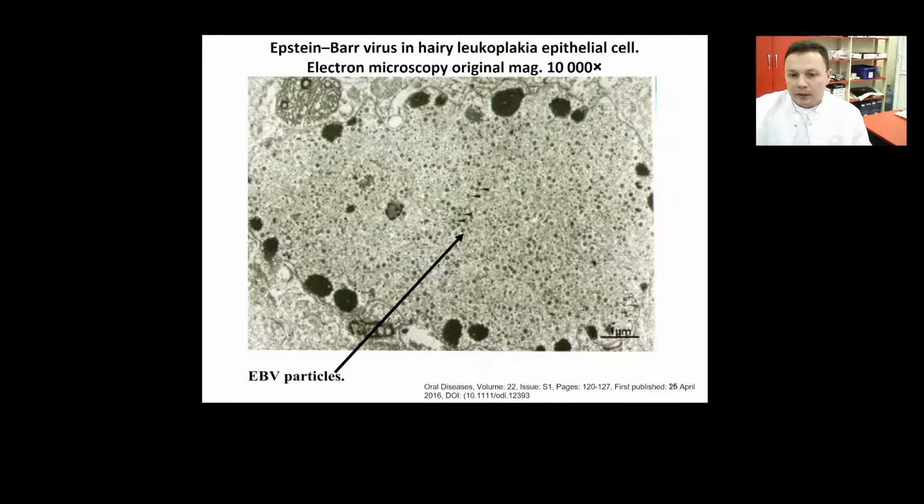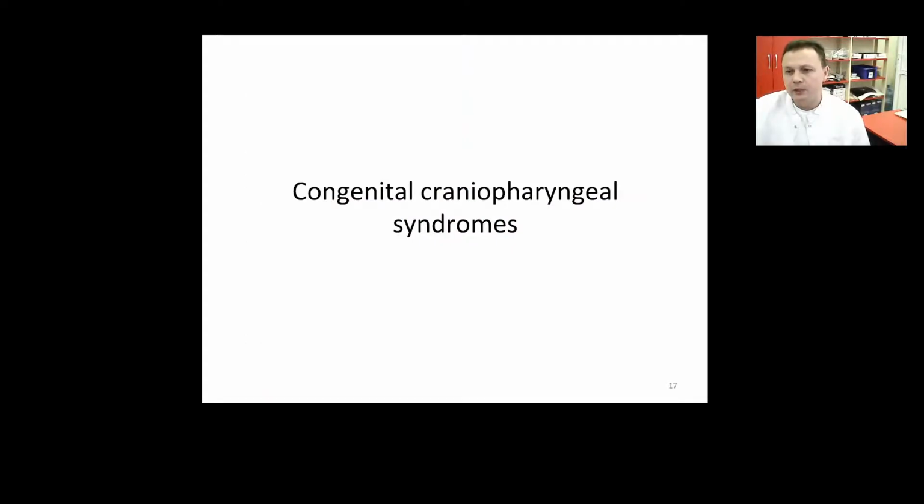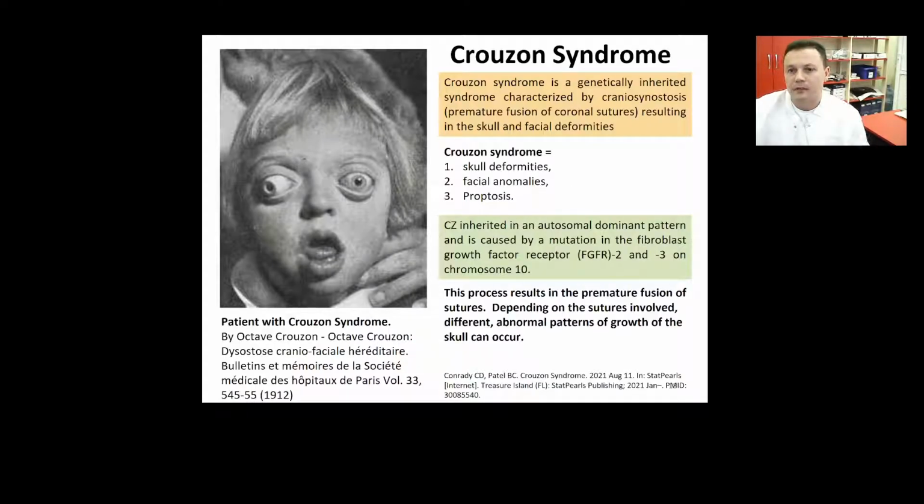There's a relative lack of Langerhans cells. While initially associated with HIV, immunosuppression and progression to AIDS, HL is seen also in association with other forms of immunosuppression, such as organ transplantation patients, those with lymphoproliferative diseases, and in association with steroid use. HL was later described in rare, apparently immunocompetent individuals, and this seems to be an increasing context for its presentation. Congenital craniofacial syndromes, and first of all, Crouzon syndrome.